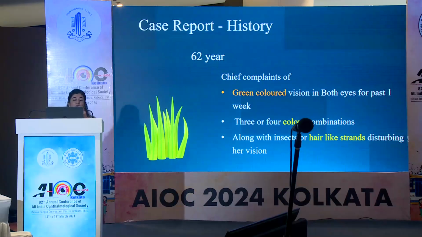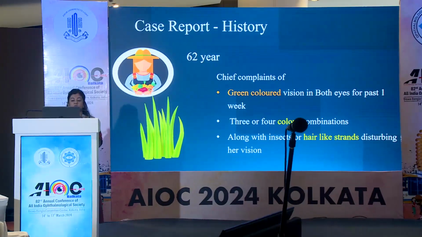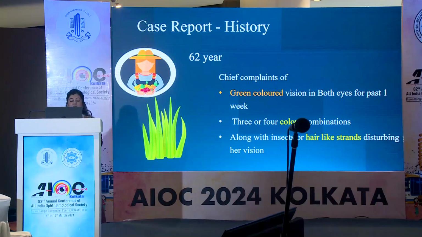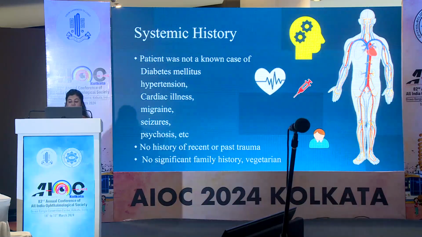We present a case report of a 62-year-old female, a farmer by occupation. Her chief complaint was green colored vision in both eyes for the past 1 week. She was also hallucinating insects with hair-like strands disturbing her vision. This lady was referred to us as malingering, so we performed a detailed examination.